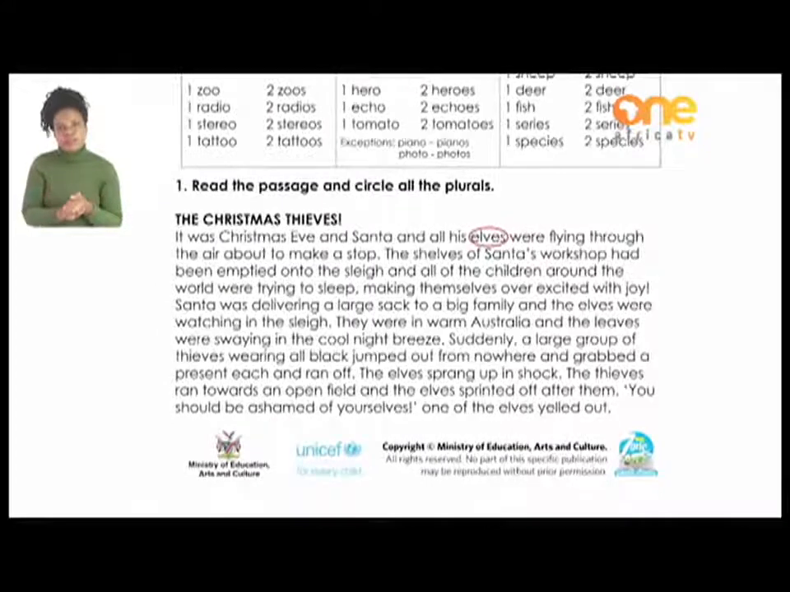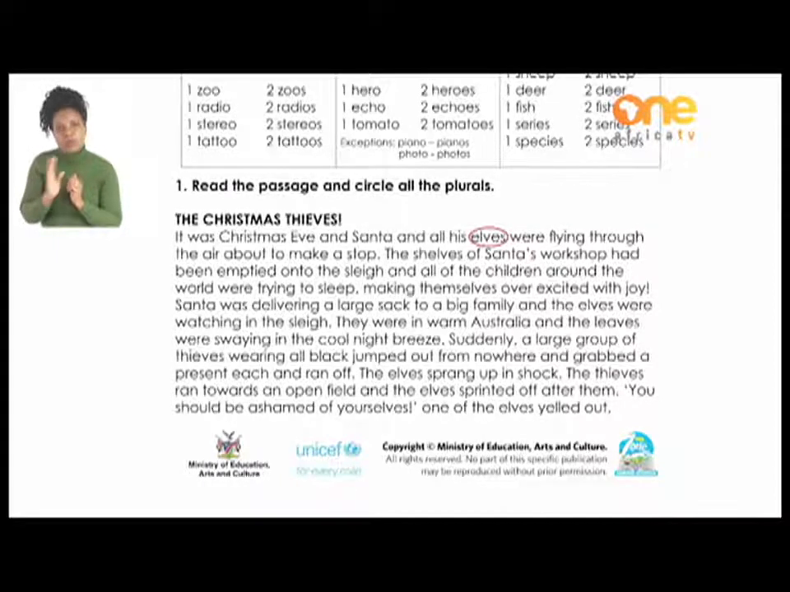And as we are reading it, please do circle all the plural nouns that end in F, double F, or FE. The Christmas Thieves. It was Christmas Eve, and Santa and all his elves were flying through the air, about to make a stop. The shelves of Santa's workshop had been emptied onto the sleigh, and all the children around the world were trying to sleep, making themselves overexcited with joy.